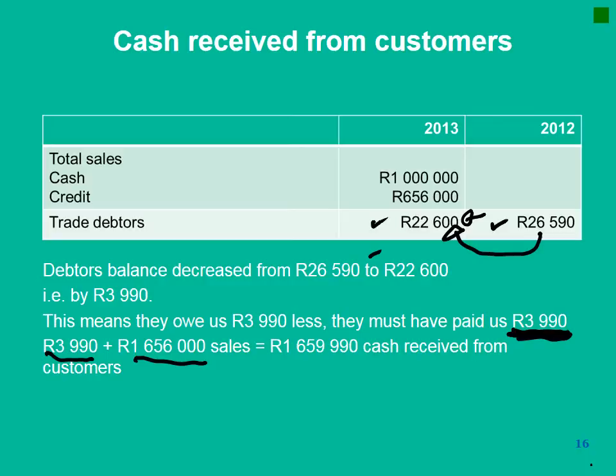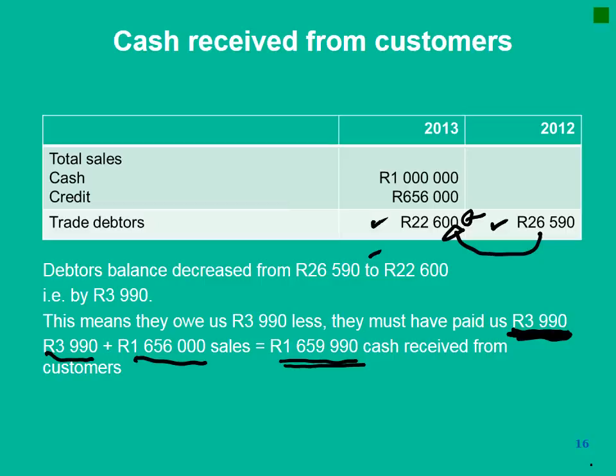So if I add the 3,990 to the 1,656,000, I get 1,659,990, which is the amount you also saw in the debtors account that I did just now. So that's how you calculate cash received from customers, which is the very first line on your statement of cash flows.